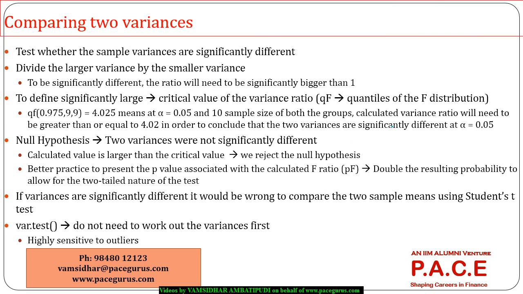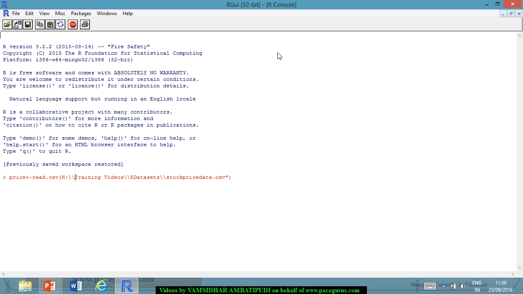All right. So let's get started with the first one, where I would be interested in comparing the variances across the two groups. So I want to really test whether the sample variances are significantly different or not. So I want to take two groups of data from this table. So let me load this data again. Okay, so I have to load this data. So let me load it from my folder there.